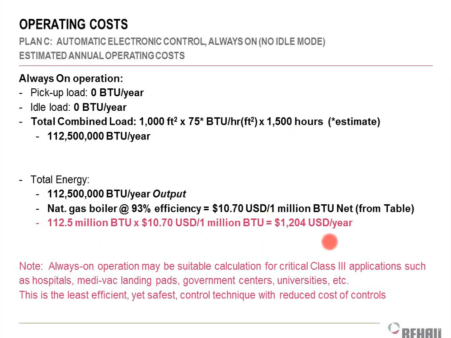So that comes out to about $1,200. So $1,200 for the critical applications. You put a little bit advanced controls on there. For non-critical applications, $950. And then if you want to use a timer switch, $165.